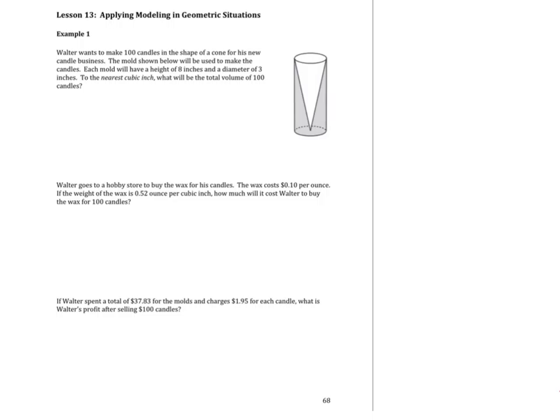Unit 7, Lesson 13, Applying Modeling in Geometric Situations. Walter wants to make 100 candles in the shape of a cone for his new candle business. The mold shown below will be used to make the candles. Each mold will have a height of 8 inches and a diameter of 3 inches.